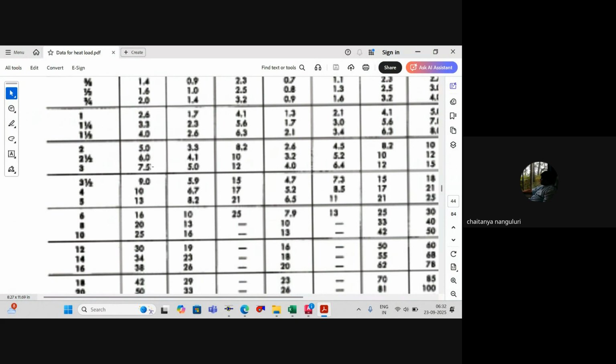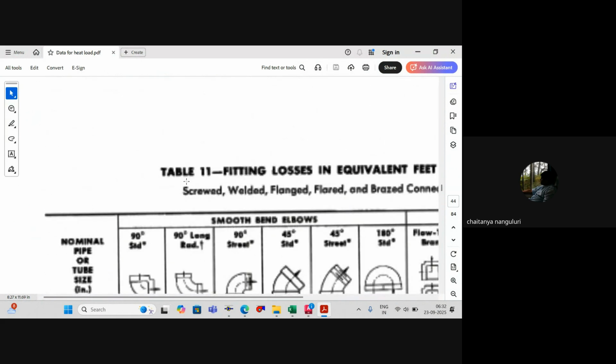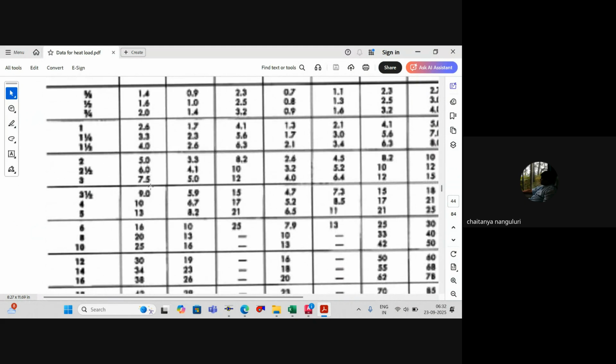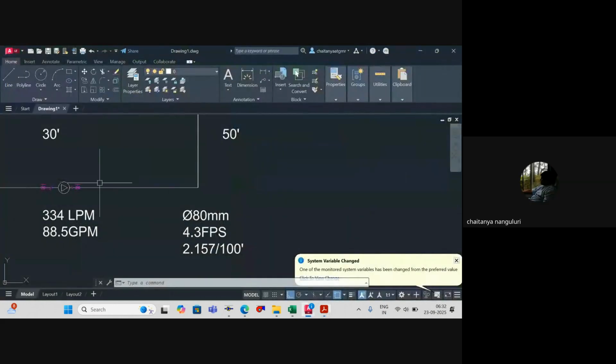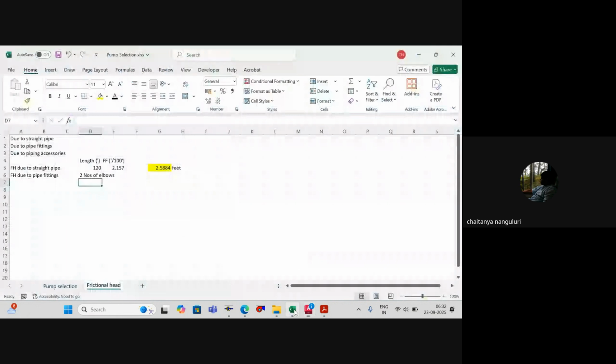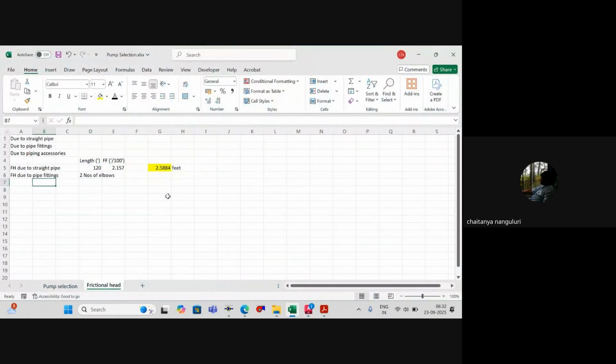There is a concept called equivalent length. What do you mean by that? This equivalent length in feet means one elbow is equal to 7.5 feet. Whether you use one elbow or a straight pipe of 7.5 feet, you will have equal losses. Understood? Now how many elbows are there? Two elbows. We'll use a small chart kind of thing. I guess that will be better.